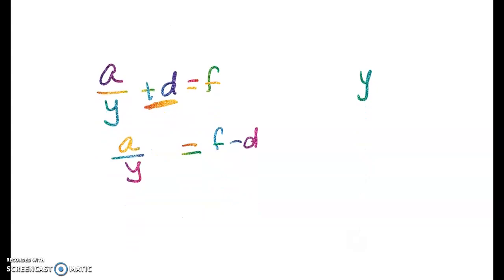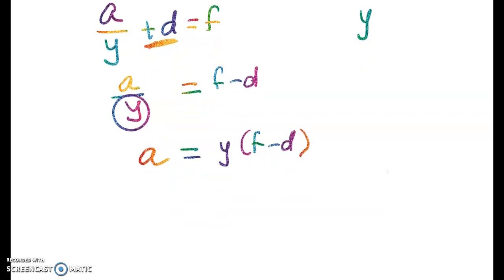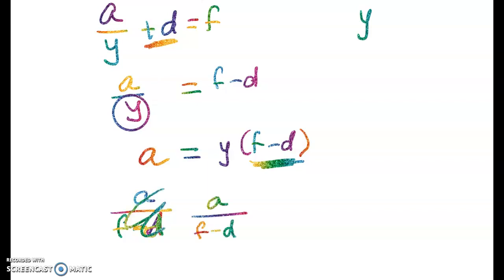This time, I'm going to multiply everything through by the y. So we'll have a is equal to y times f minus d. Finally, I'm going to divide everything through by f minus d, and I'll get a divided by f minus d. Let's just write that out again. A divided by f minus d is equal to y.